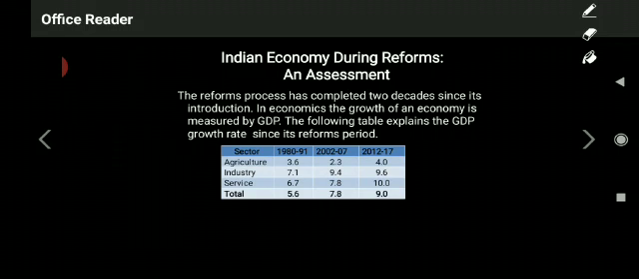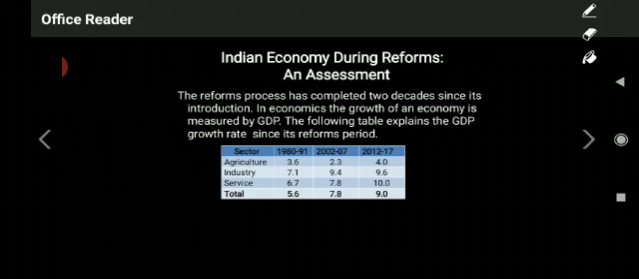Indian economy during reforms and assessment. It means what? During that reforms period, what was the status of the Indian economy? We have to assess it. When the Government of India assessed the status of the Indian economy during reforms, it has given many pictures right from 1991 to date. The reforms process has completed 2 decades since its introduction. As of now, we have completed 20 years of economic reforms.